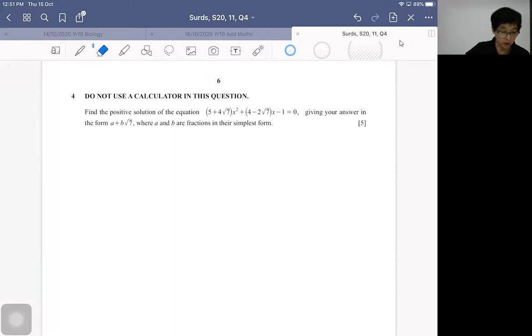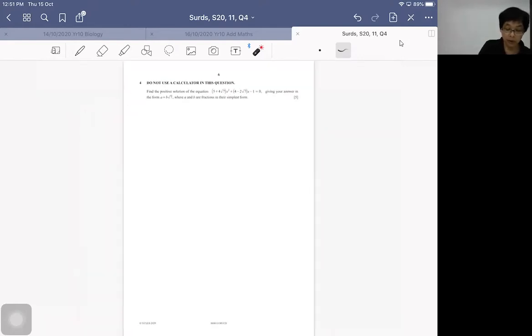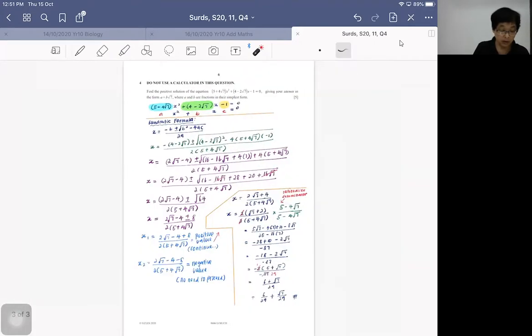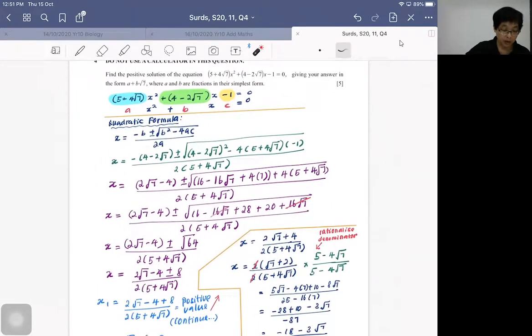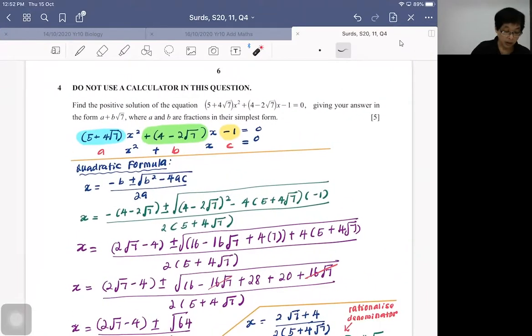Find the positive solution of the equation, given that such equation looks complicated, giving your answer in the form of a plus b square root of 7, where a and b are fractions in their simplest form. All right, so I will take you step by step, and this is the solution page that I have prepared in advance. In dissecting the question, first and foremost, we do not use a calculator because it is clearly stipulated here. Pardon me for my tongue twisting.